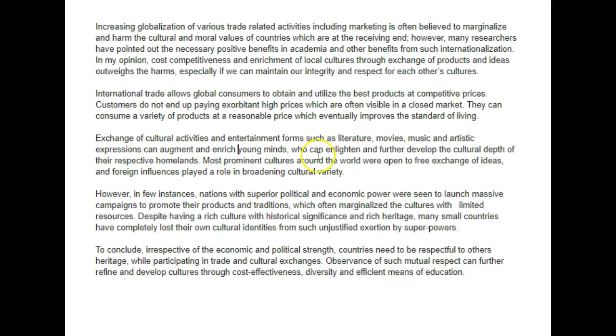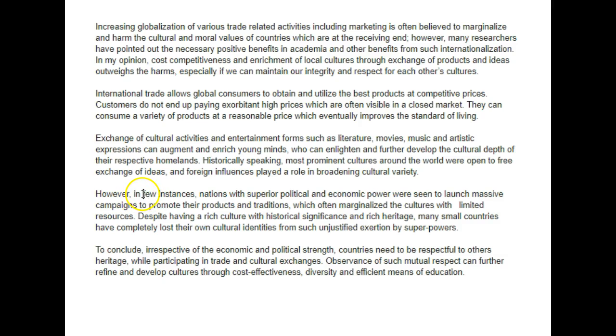Most prominent cultures around the world were open to free exchange of ideas, and foreign influences played a role in broadening cultural variety. Here we should say something like, historically speaking, just to clarify that we're talking about the past. And also, though, we should use an example here to back this up. Making a statement like this requires evidence. In fact, every single body paragraph that you use requires evidence in the form of a real-world example.